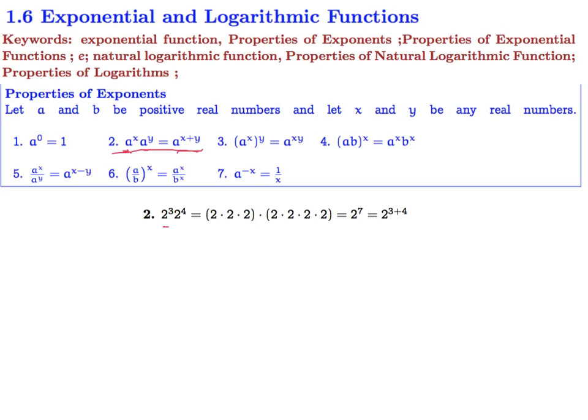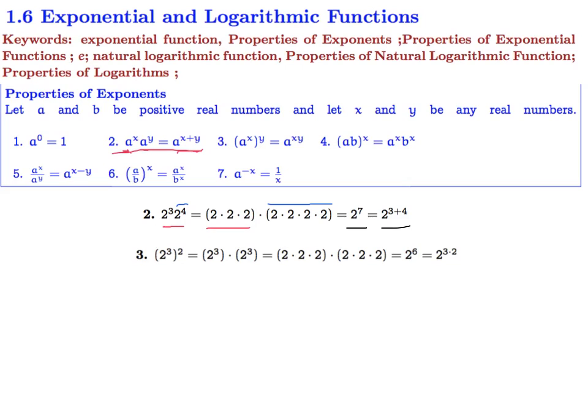Well, this is true because what does 2 cubed times 2 to the 4th really mean? The 2 cubed part really means 2 times 2 times 2. The 2 to the 4th part really means 2 times 2 times 2 times 2. All together now we have 7 2's that we're multiplying together, and that's the same as if we would have added the exponents.